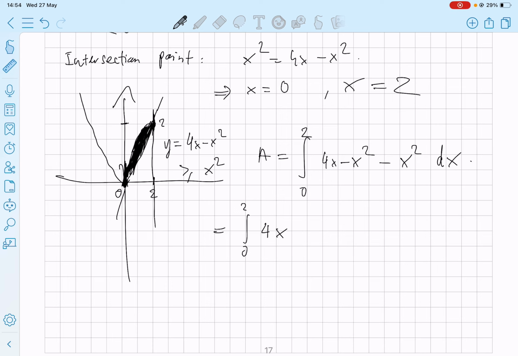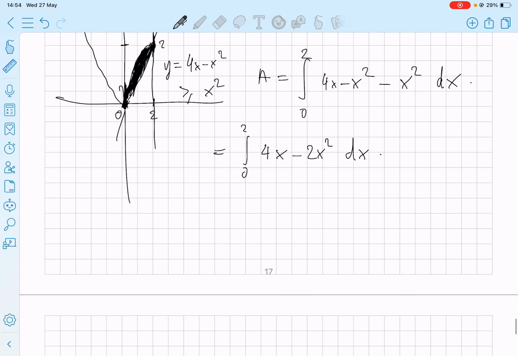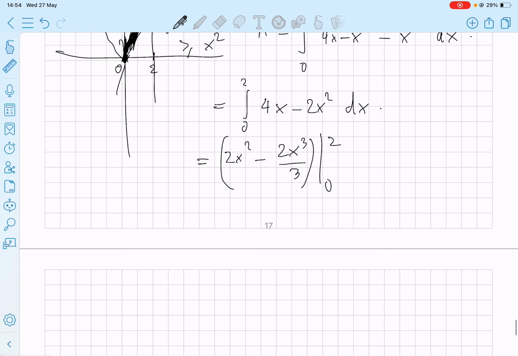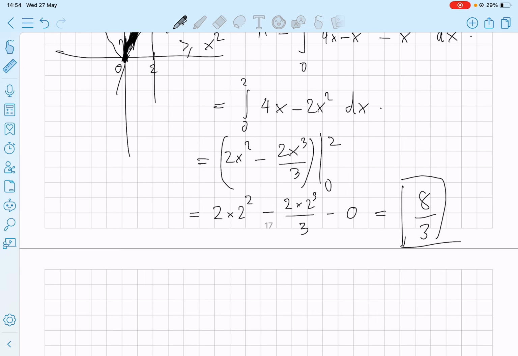So it will equal to 4x minus 2x squared dx, and it will equal to 2x squared minus 2x cubed over 3 from 0 to 2, and it will equal to 2 multiplied by 2 squared minus 2 multiplied by 2 cubed over 3 minus 0, and it will equal to 8 over 3. The answer is 8 over 3.